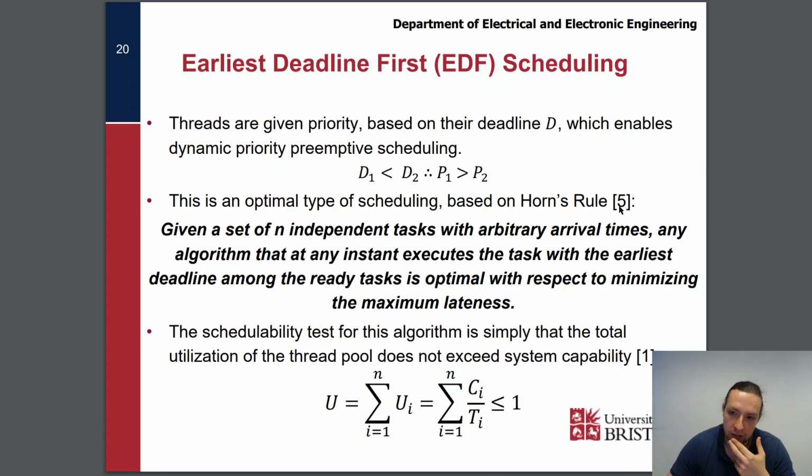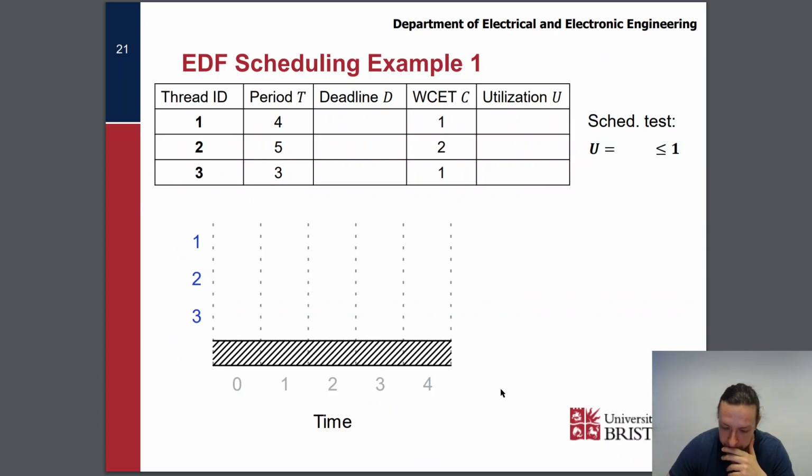So this is a schedule based on Horn's rule, and you can look at the reading material for further information, where it says, given a set of n independent tasks with arbitrary release times, any algorithm that at any instant executes the task with the earliest deadline among the ready tasks is optimal with respect to minimizing the maximum lateness, so that we ensure that the tasks complete as quickly as possible within a given time slice, by issuing the earliest deadline first, right? The schedulability test for this algorithm is simply that the total utilization of the thread pool does not exceed system capability, which is in our case 1, because we're issuing to a single compute unit in our examples, right?